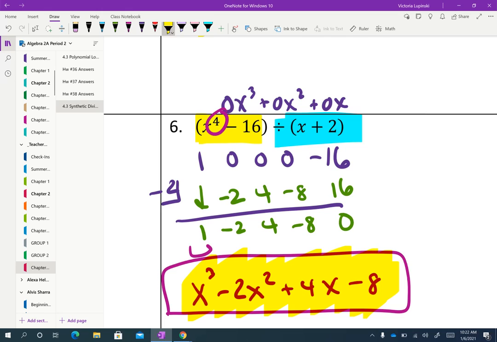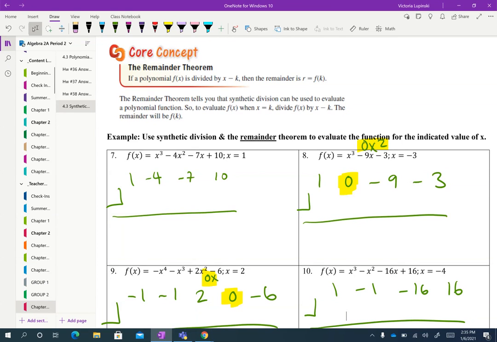So everything on this front page here was all about dividing with synthetic division, and now we're going to talk about a second application of synthetic division on the back. All right, so now that we have mastered the concept of synthetic division, here is another application of it. The second application of synthetic division is by using something called the remainder theorem.